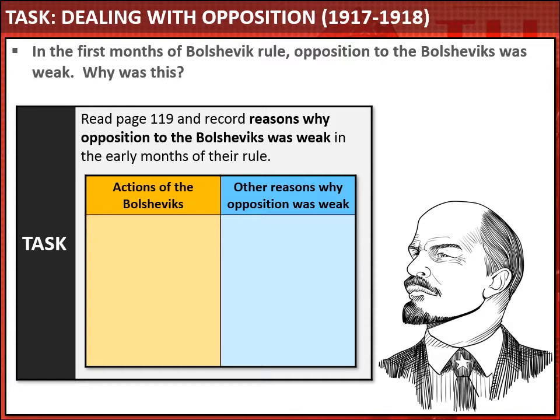I want you to record those reasons in a table with 2 columns. On one side, actions which the Bolsheviks took which weakened their opposition. And on the other side of your table, other reasons why the opposition was weak. This is going to take you a little bit of time to do. You can do it in bullet points, but when you're done, hit play and I'm going to share with you some of my ideas.